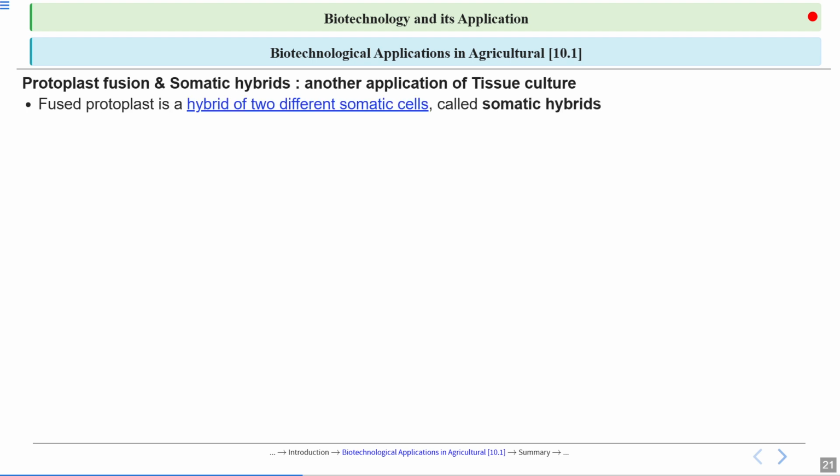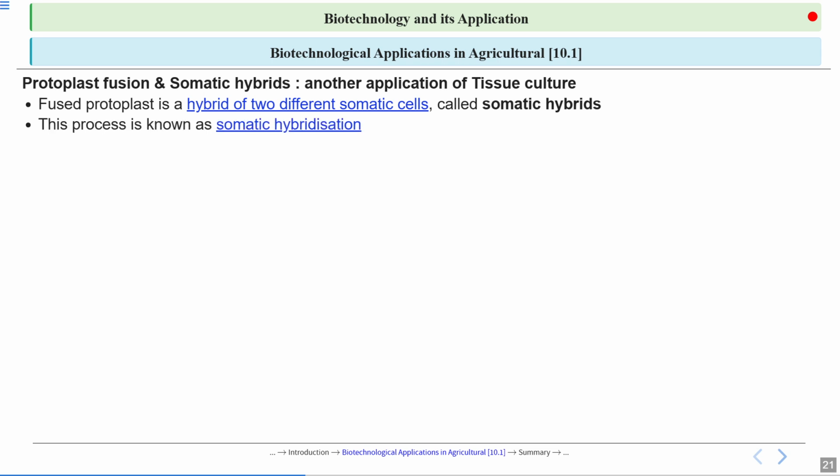Fused protoplasm is a hybrid of two different somatic cells, called somatic hybrids. In micropropagation, we call them somaclones, because they come from the parent plant and are genetically identical to the parent plant. But here we call them somatic hybrids because they have been formed from two somatic cells from different sources. That is, it is a hybrid of two different somatic cells. That's why we call it somatic hybrids.